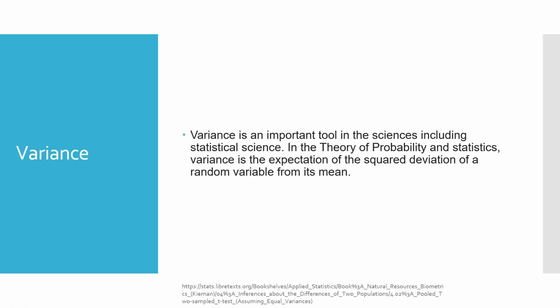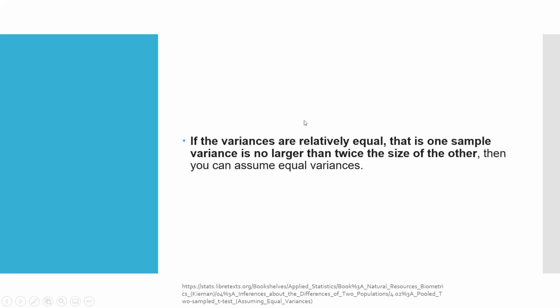Variance is a very important tool in building statistical science. In probability and statistics theory, variance is the expectation of the squared deviations of a random variable. The square root of the variance is known as the standard deviation. Now we consider two scenarios: variances equal and variances unequal. What does equal variance mean? It means that one sample variance is no larger than twice the size of the other. Then you can assume that equal variances are there.